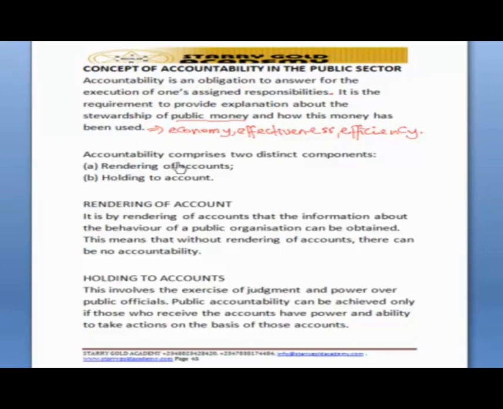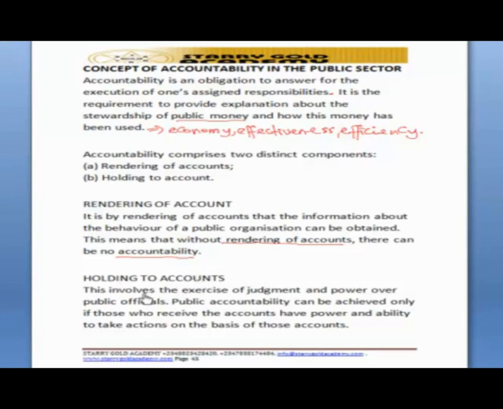And accountability comprises two distinct components: rendering of account and holding to account. Rendering of account, what does it mean? It is by rendering of account that the information about the behavior of a public organization can be obtained. This means that without rendering of account, there can be no accountability. There will be no way to measure what the person has done against what the person has been asked to do.